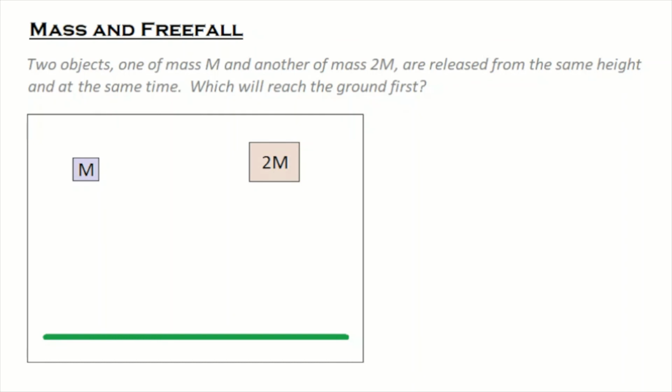Finally, just want to connect mass and freefall. Here we're looking at a smaller mass m next to a larger mass 2m. These objects will be released from the same height and at the same time. And the question is, which would reach the ground first?